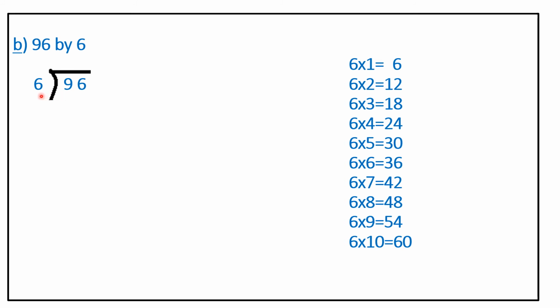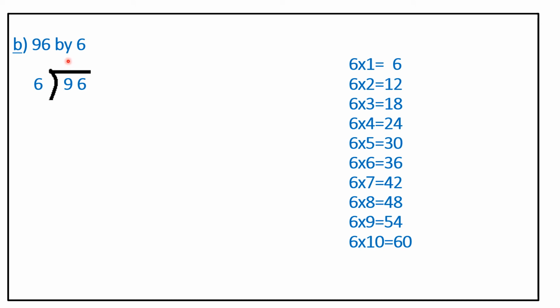So you need to apply 6 ones are 6. Okay. 6 is lesser than this 9. So you will apply 6 ones are 6. 6 twos are 12 you cannot apply, because 12 is more than 9. Okay. So 6 ones are 6.